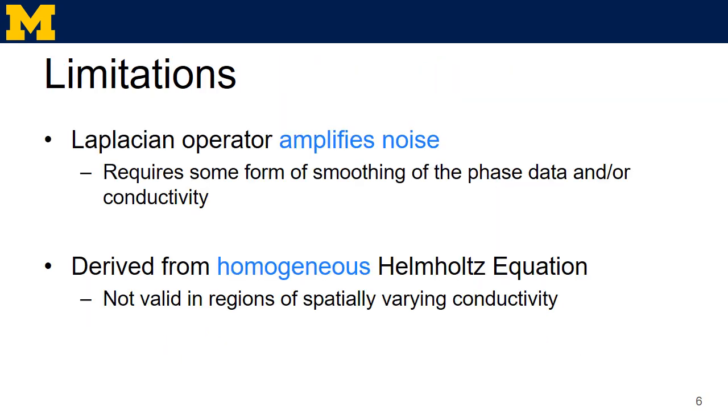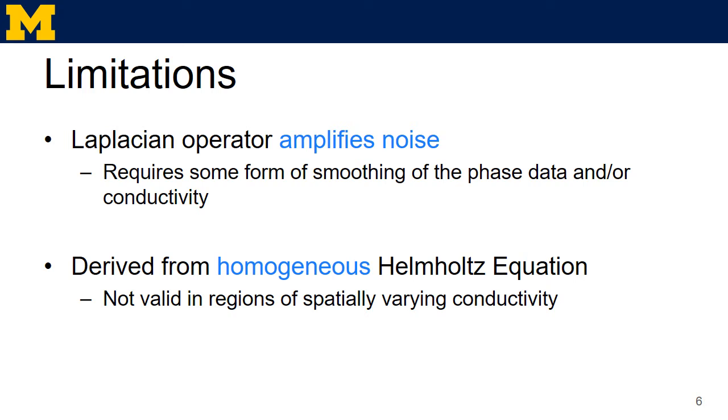There are two major limitations to not only phase-based conductivity mapping, but MREPT in general. The first is that we're using a Laplacian operator, which is a high-pass filter and therefore amplifies any noise in our MR signal. This requires us to use some sort of smoothing on either our phase data, the resulting conductivity maps, or both. The second limitation is that all of these equations have been derived from the homogeneous Helmholtz wave equation. The keyword here is homogeneous, meaning we're assuming that our dielectric properties are spatially constant.